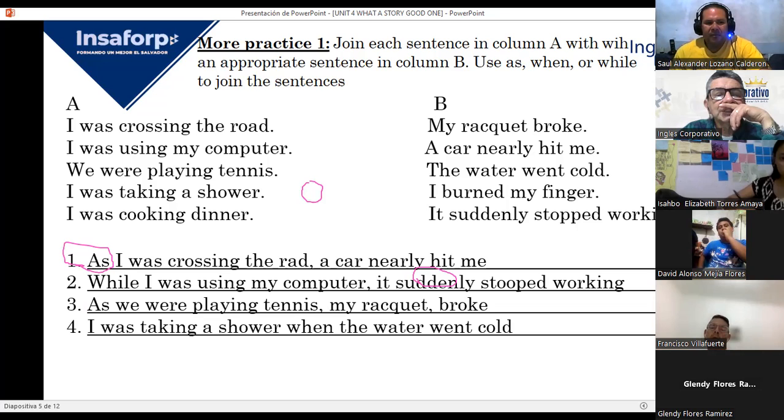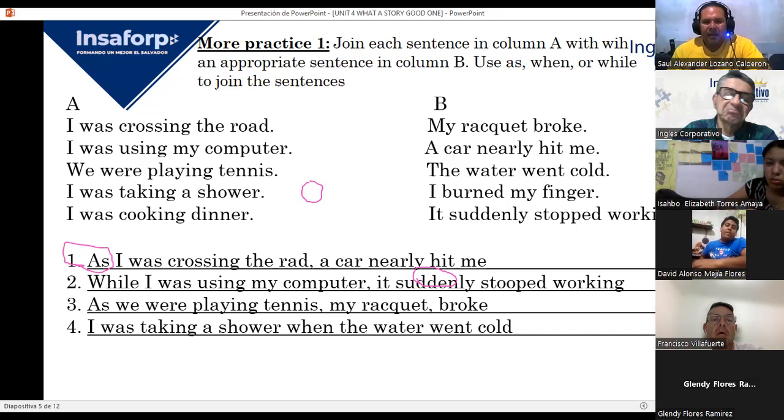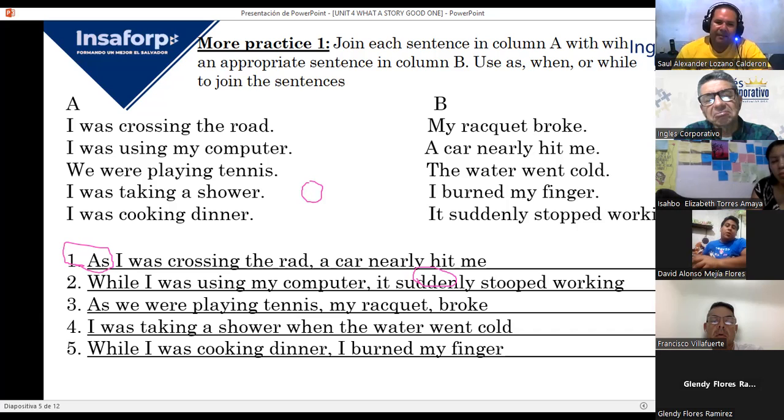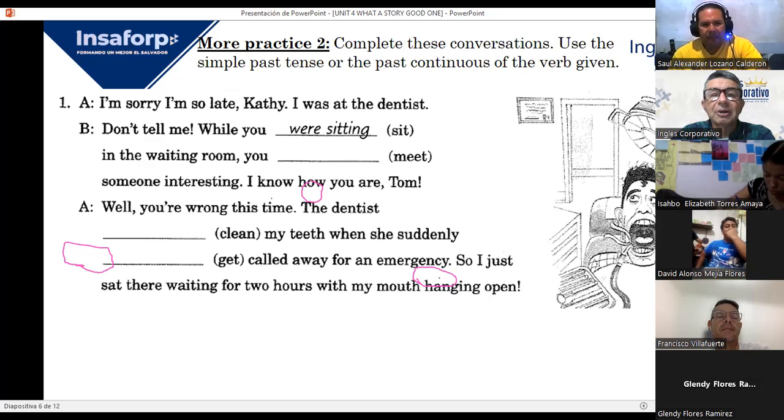And the other is, I was cooking dinner when I burned my finger. And the sentence will be? Well, I was cooking dinner, I burned my finger. While I was cooking dinner, I burned my finger. As I was cooking dinner, I burned my finger. I was cooking dinner when I burned my finger. It's just a matter of practice, okay? And these are the others, but we need to continue. We'll do it together, but we need to continue with the rest of the topic that we are missing.